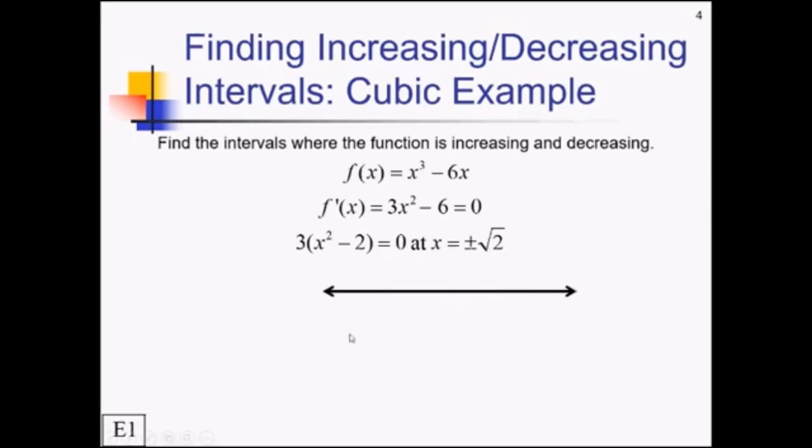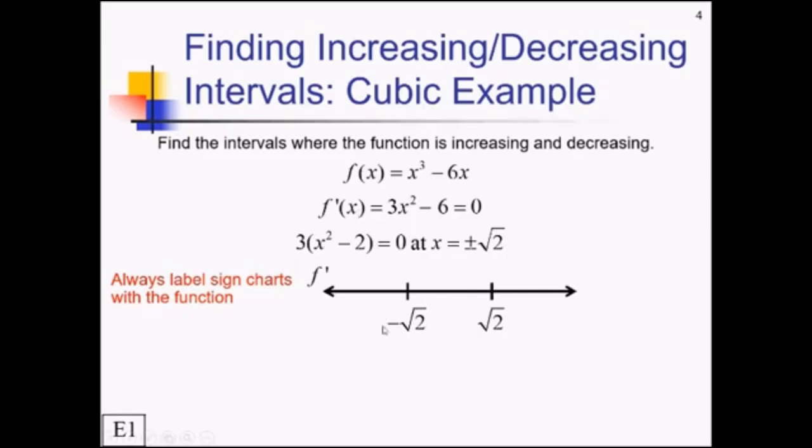And by the way, when you're doing sign analysis with these sign charts, you should always label them with the function you're doing the analysis on. So I'm going to stick an f prime here because that's what I'm actually testing out. So I've got negative radical 2, positive radical 2, and I'm just going to plug in an x value from each of these three intervals into f prime to see if it's positive or negative.